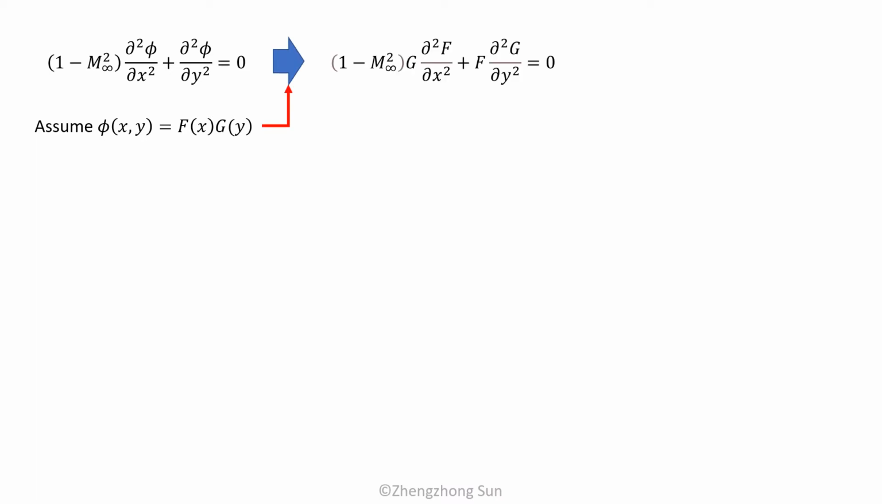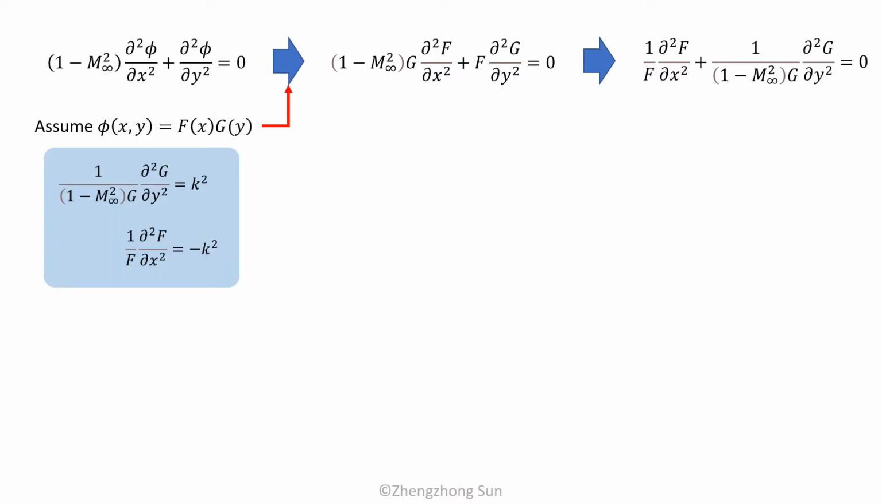Okay, so we have the linearized velocity potential equation. So we can assume phi(x,y), which is the perturbation velocity potential, is a multiplication of f(x) and g(y). Okay, by combining these two, we can rewrite the governing equation in this way. And we can work further by reorganizing the two terms in the equation. Okay, so we can separate the governing equation into two parts, one including the g, the other part including the f. So we will work on these two equations separately.